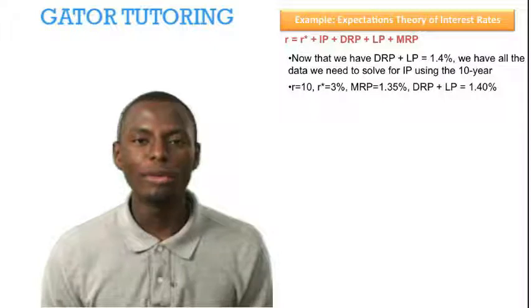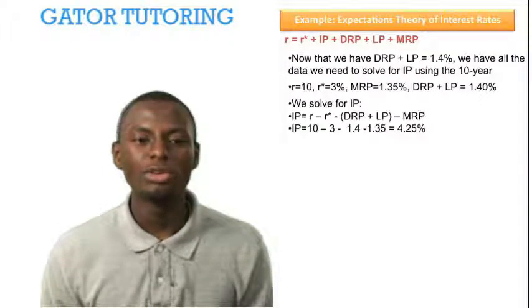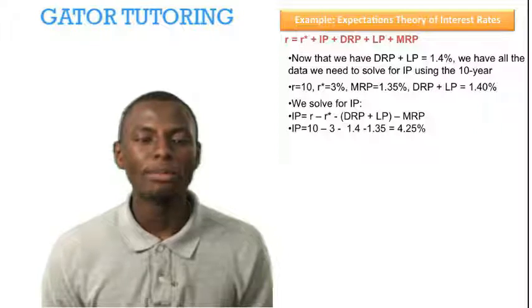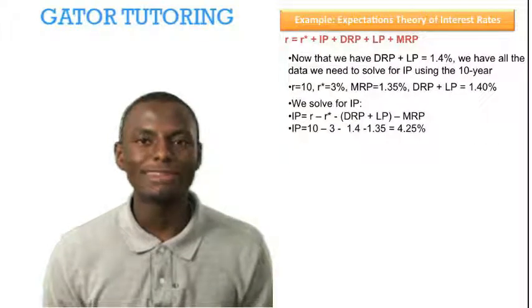In order to do that, we know R equals 10, the return on the 10-year bond equals 10%, R star equals 3%, MRP equals 1.35%, and DRP plus LP equals 1.4%. So we solve for IP, which is equal to R minus R star minus the quantity of DRP plus LP minus MRP. So IP, the inflation premium, is 10 minus 3 minus 1.4 minus 1.35, which is equal to 4.25%.